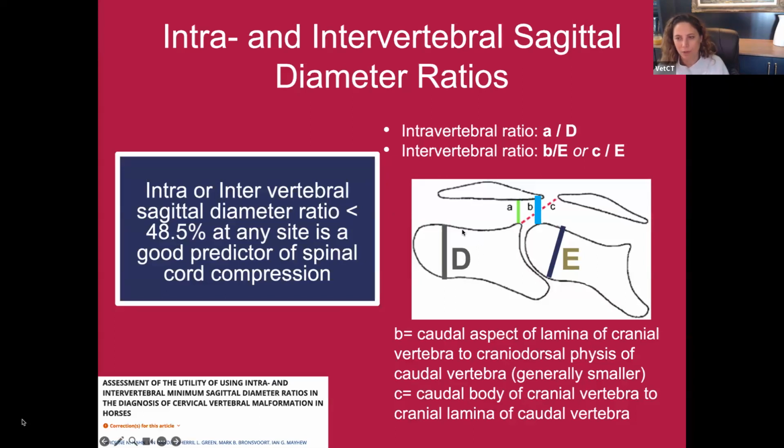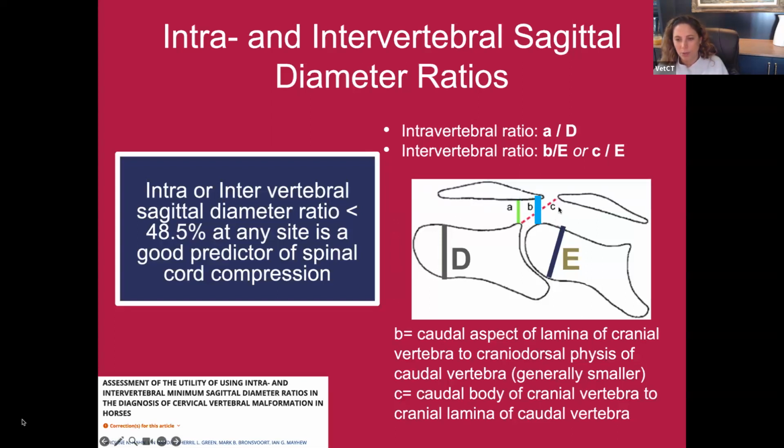The intravertebral sagittal diameter ratio is the ratio of A over D, meaning within any vertebra, you measure the narrowest point of the vertebral canal, which would be A. Oftentimes it's cranial, but not always. You put that over the height of that same vertebral body at the level of the cranial physis. I'm really careful about making sure that this line is perpendicular to the floor of the vertebral canal. So that's your intravertebral sagittal diameter ratio.